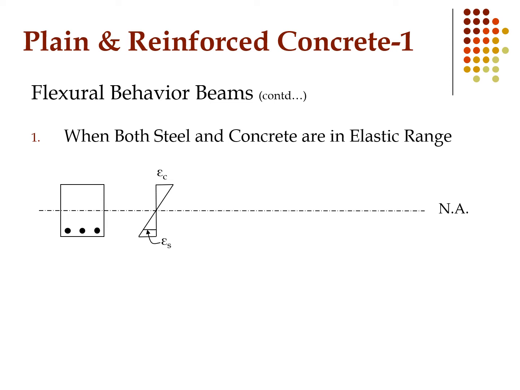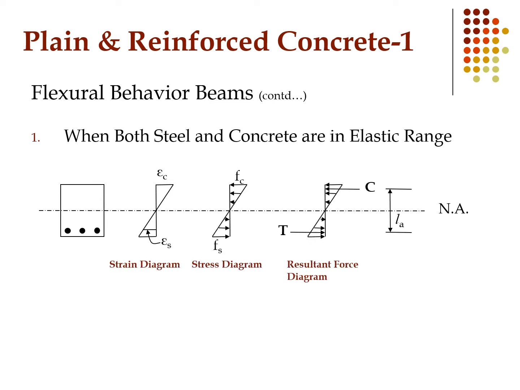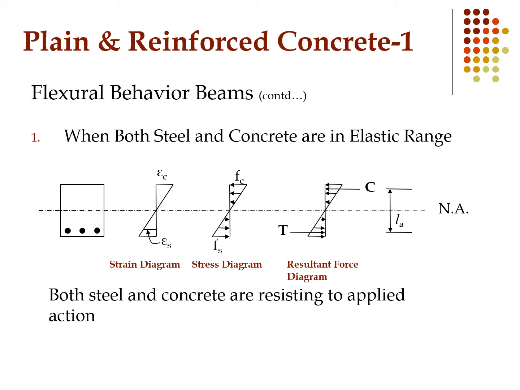Here actually we have three cases. The first case is when both steel and concrete are in elastic range. So this is the cross section. We have reinforcement, these dots. This is the strain diagram. At the top we have epsilon C, which is the strain at the top concrete. Now we have strain in the steel at the level of the reinforcement.